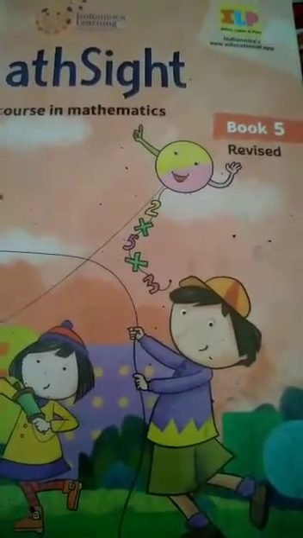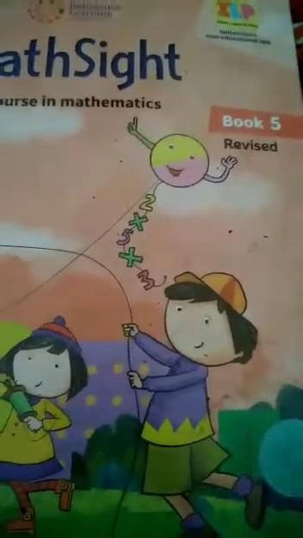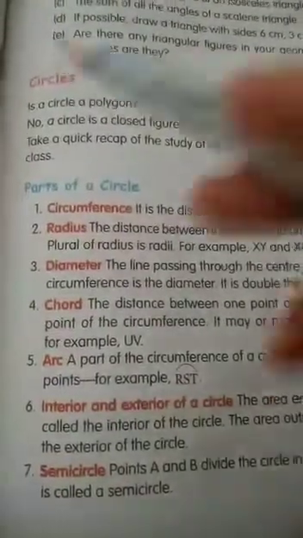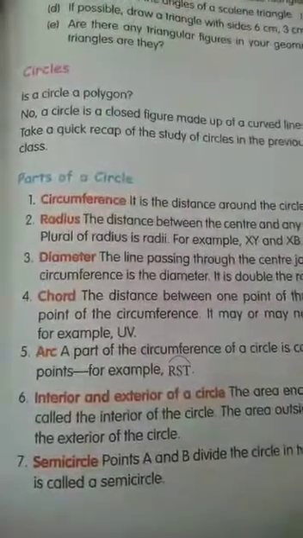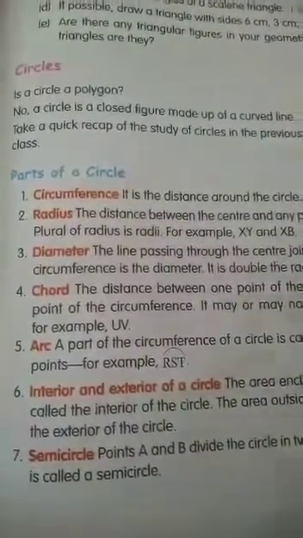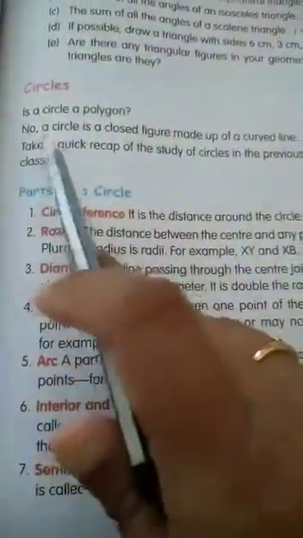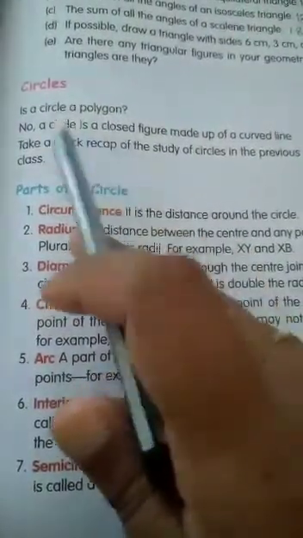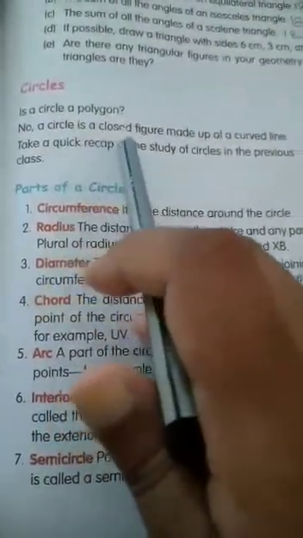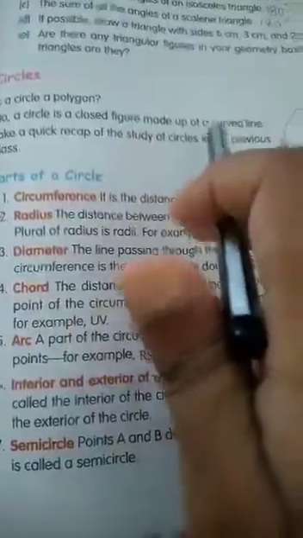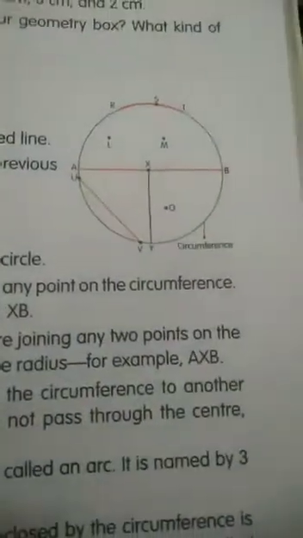This is grade 5th math. In today's video, let us learn the topic circles. This is page number 125, chapter 7. Is a circle a polygon? No. A circle is a closed figure made up of curved lines.